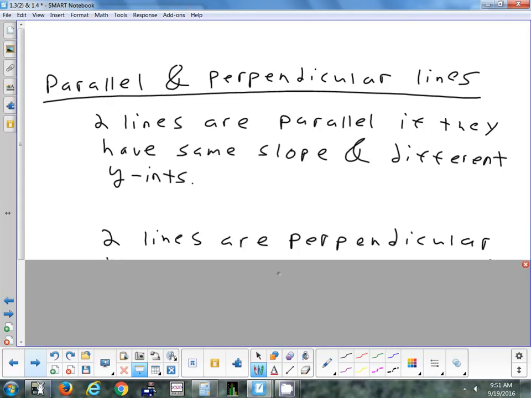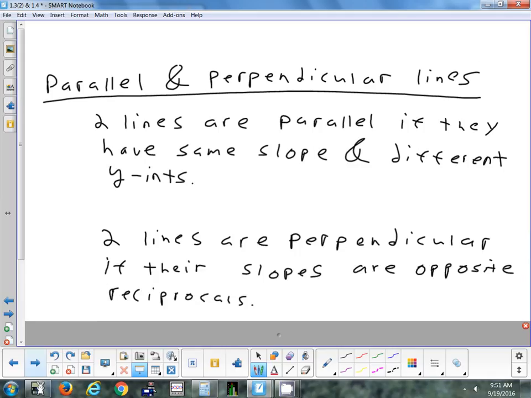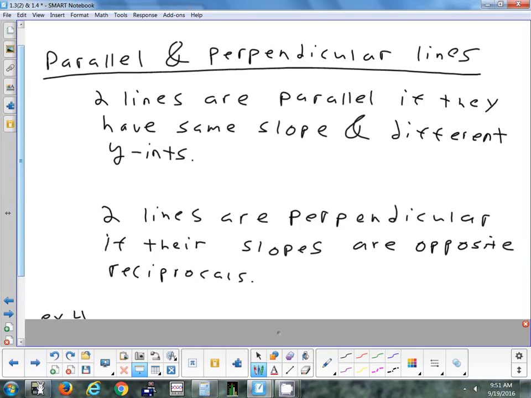Does anybody remember what the rule is for perpendicular lines? The slopes are opposite reciprocals. Okay, so an example of that, if you had something with a slope of 2/3, you take the opposite, make it negative, and flip it. Those two numbers are opposite reciprocals.